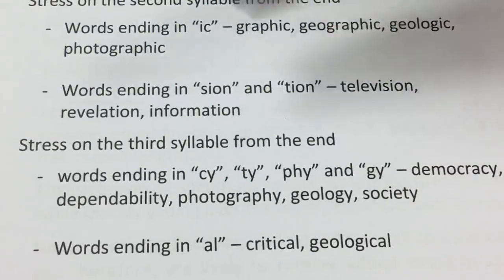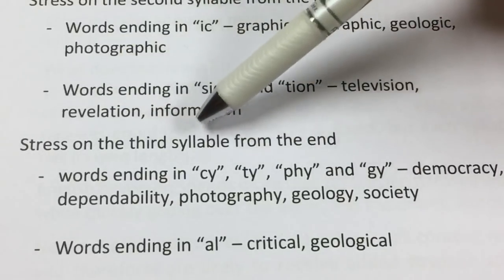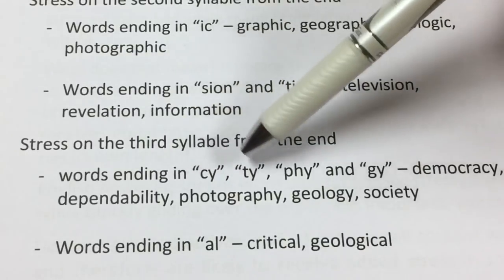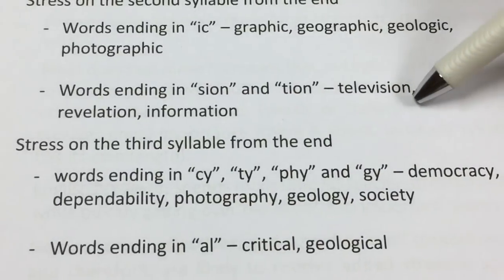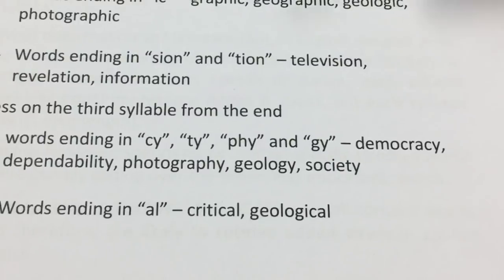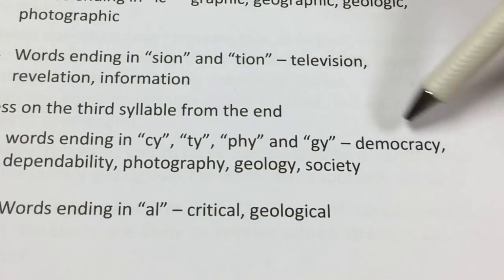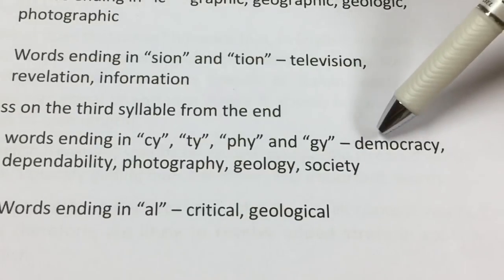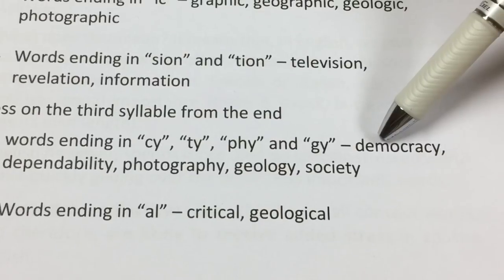Now next one, we stress on the third syllable from the end, เราจะเน้นที่พยางค์ที่3ก่อนคำท้าย. For example, the words ending with cy, ty, gy, phy. So we have to count how to read this word. It's not democracy, right? You have to count 1, 2, and 3. So it will be democracy.